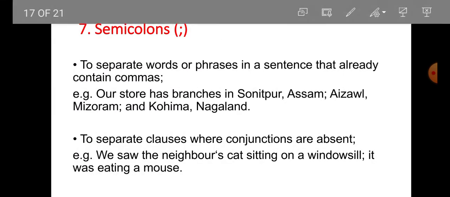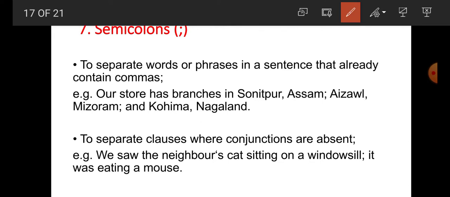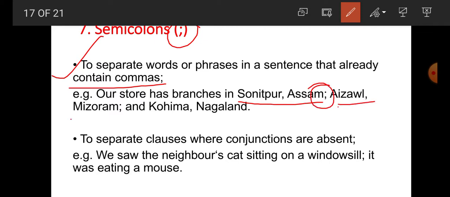Now student, number 7, semicolon. You can see the symbol semicolon here. It is used to separate words or phrases in a sentence that already contain commas. For example, student, our store has branches in Sonitpur, Assam; Aizawl, Mizoram; Kohima, Nagaland.